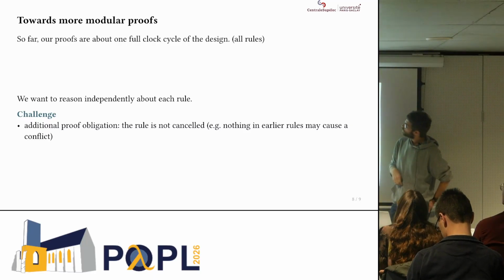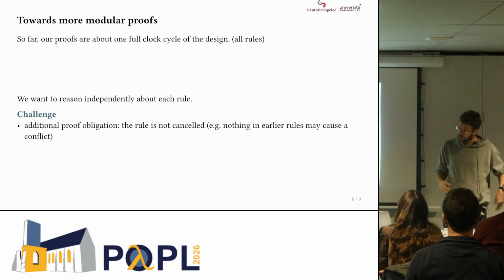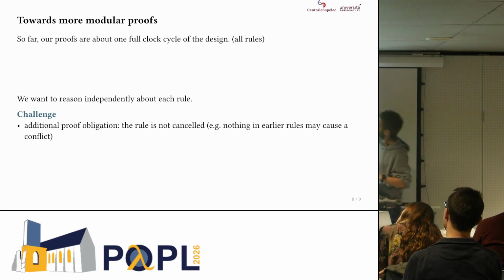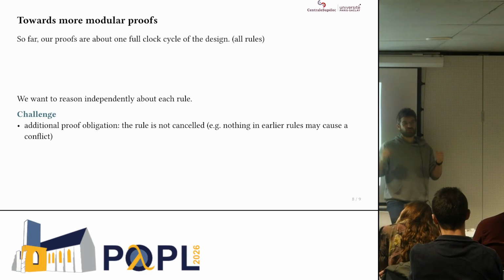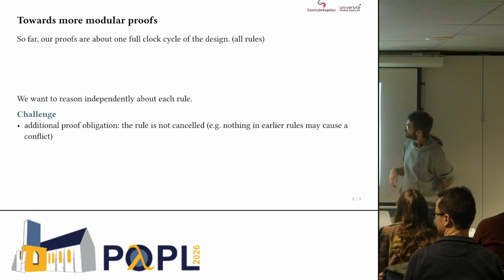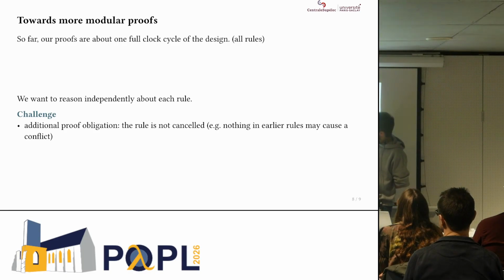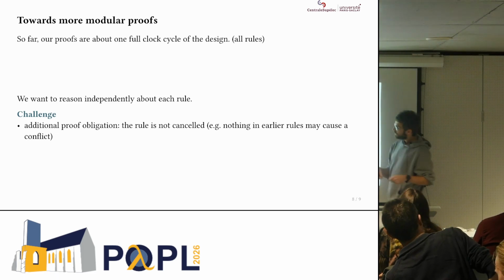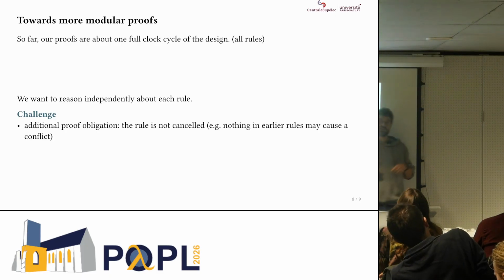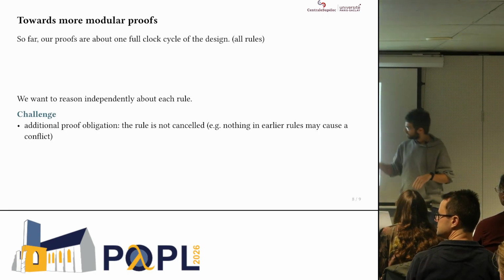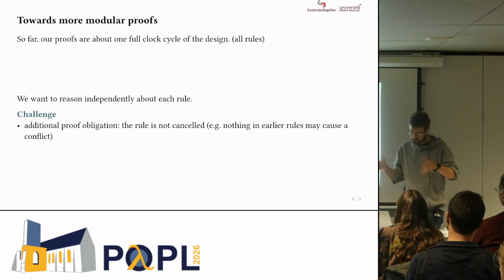We also want to make our proofs more modular than they are. So far, we send the whole clock cycle to the SMT solver and ask properties about that. So we might want to do proofs for a given rule only. But if we do that, it's a bit tricky, because if there's a rule that's in charge of a security mechanism, we need to prove also that this rule is not cancelled, that it actually runs. At least sometimes. So that's a challenge that we have to overcome to do that soundly.